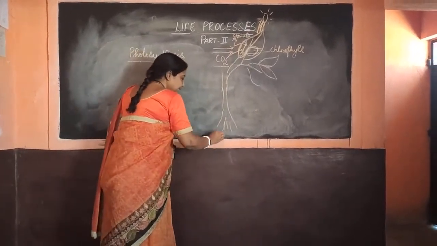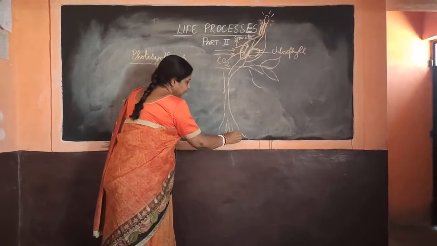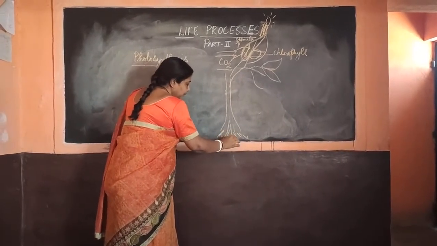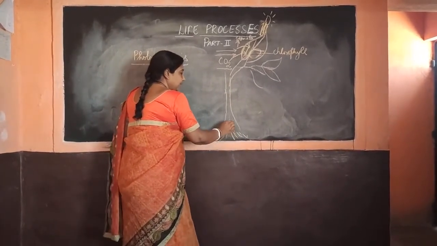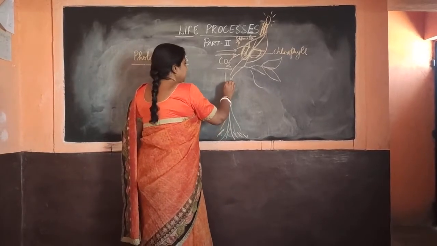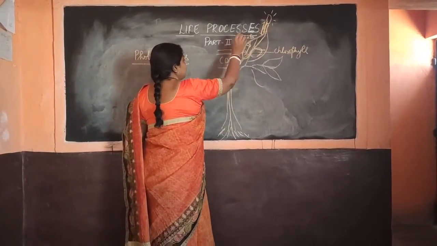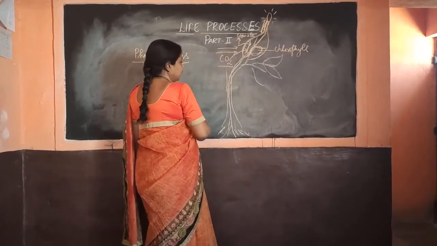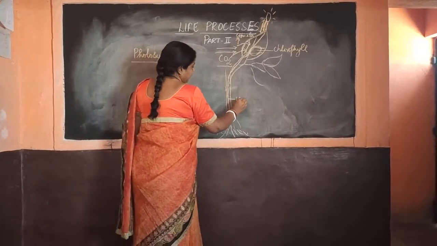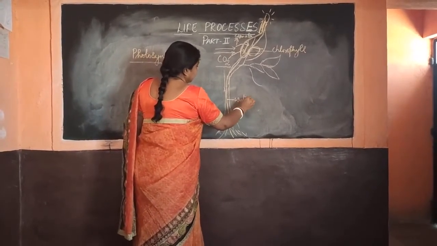Now you have the roots coming out. We already know roots absorb the water and through the xylem it reaches the topmost part of the plant, up to the leaves. So in this way water is being conducted up.